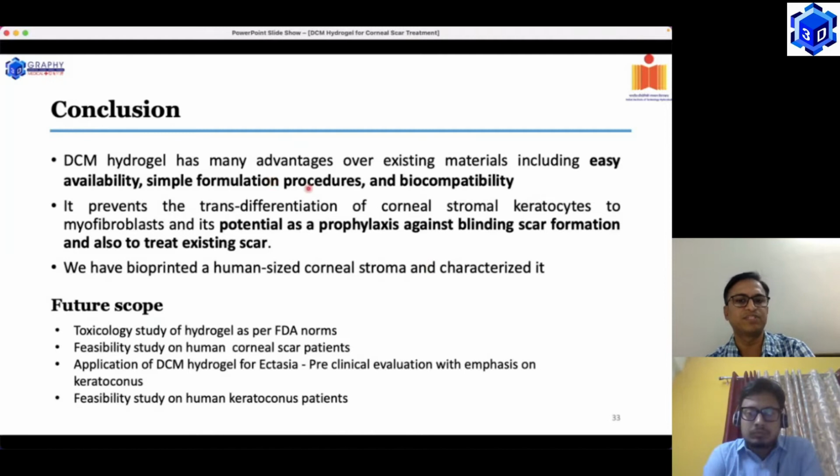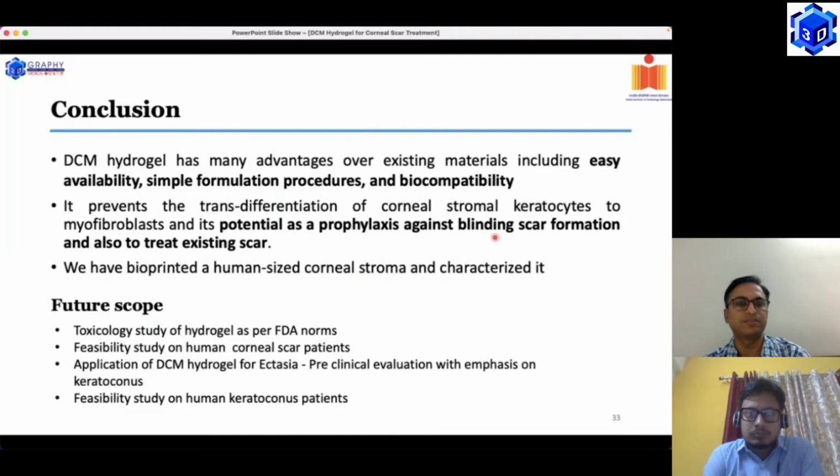We have developed a simple formulation process, and we have studied the biocompatibility extensively. So this material has potential as a prophylactic material, so that it can prevent corneal scar tissue formation. We have done many other characterizations. I have not shown many of the data here, and we have also bioprinted a human-sized cornea and characterized it. And the future scope of this study is that we are going forward with a toxicology study as per the FDA norms. Also, a feasibility study on human corneal patients.